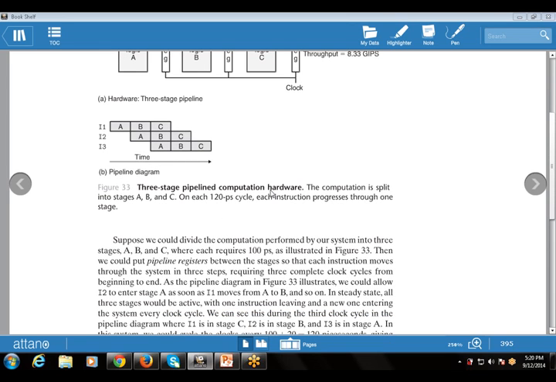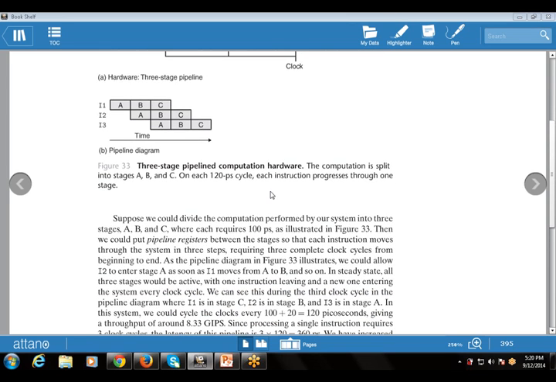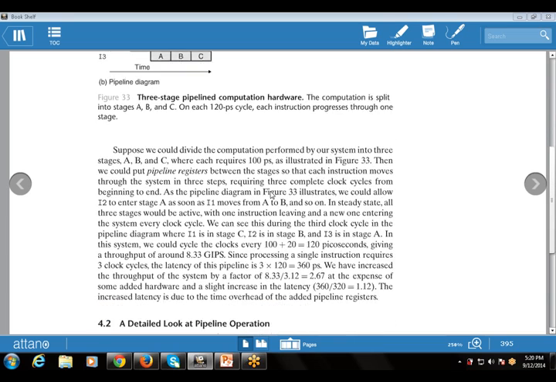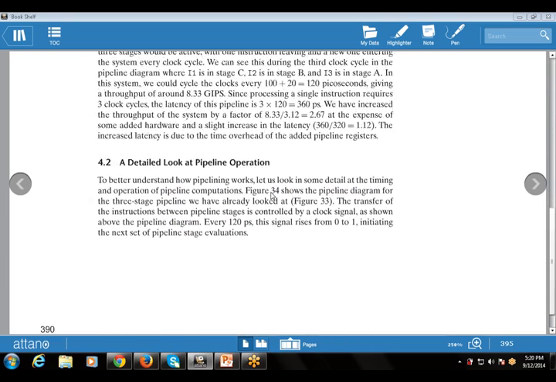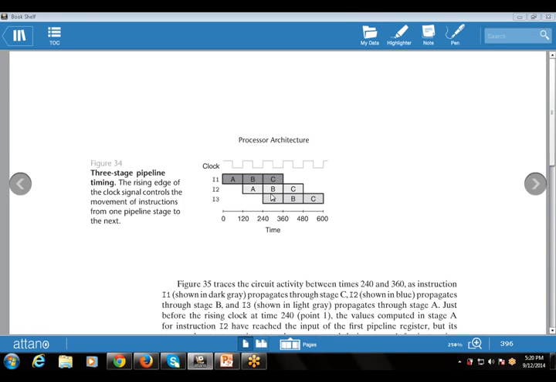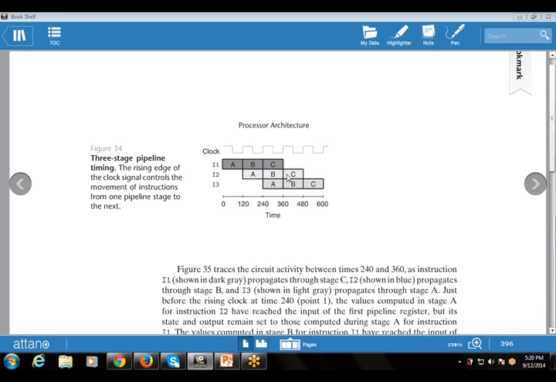This is a 3-stage pipeline computed in hardware, that is A, B, C, as I told you in the PPTs. These are the pipelining operations. A takes 0 to 120. B and A both share the timing, in the three-stage pipelining, that is, three instructions are executing at the same time depending upon the clock signal.